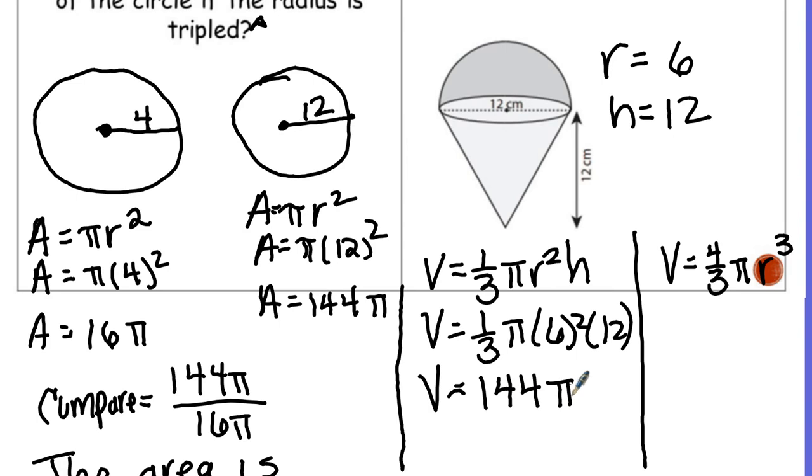And we double check myself in mental math. 36 times 4, that's 120, and then 24, yeah, 144. So we get 144 pi, and then it's centimeters cubed here. And you can get the approximate answer. I'm going to work with exact answers.